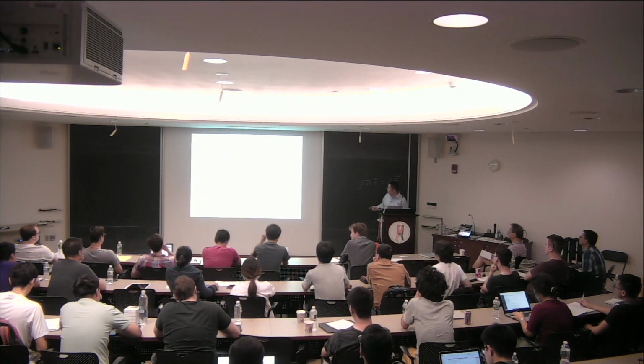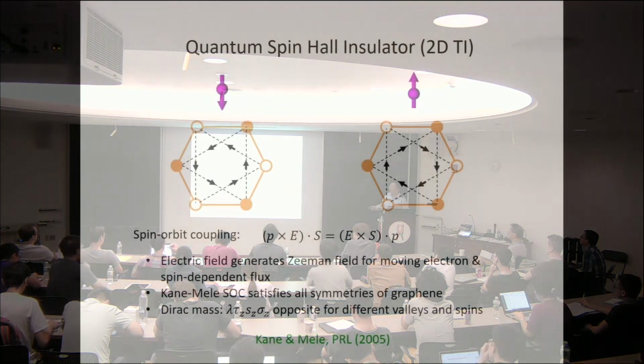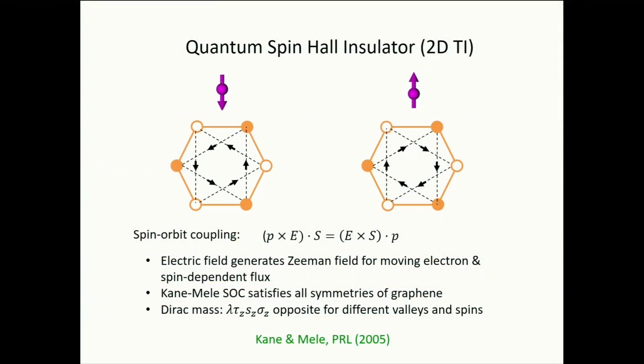Now, the origin of this term, the spin-orbit coupling term, one can think of in the following way. Microscopically, for an electron moving in the presence of an electric field, let's say coming from the ion potentials, the spin-orbit coupling is of this form: P cross E dot S. That's why we think of spin-orbit coupling as a relativistic effect, that an electric field acting on a moving electron generates a Zeeman field that couples to the spin. Right? But the same term can also be written in this way, E cross S dot P.